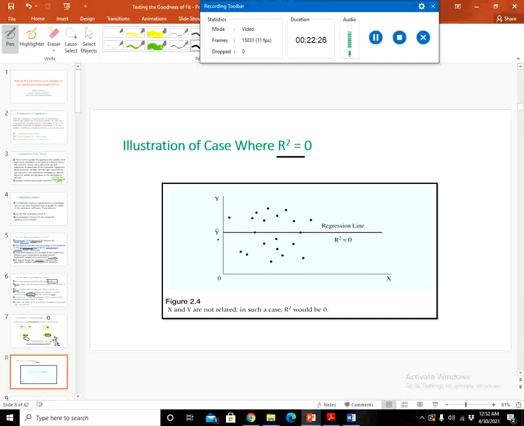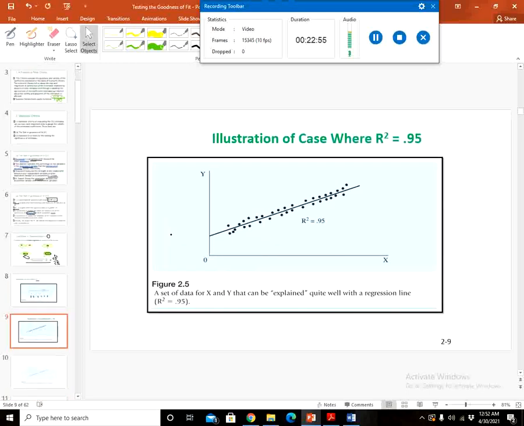Along with the increase in x, y is not affected. It means they have no common variation. X cannot explain any percent of variation in y. So here the R square will be equal to 0.